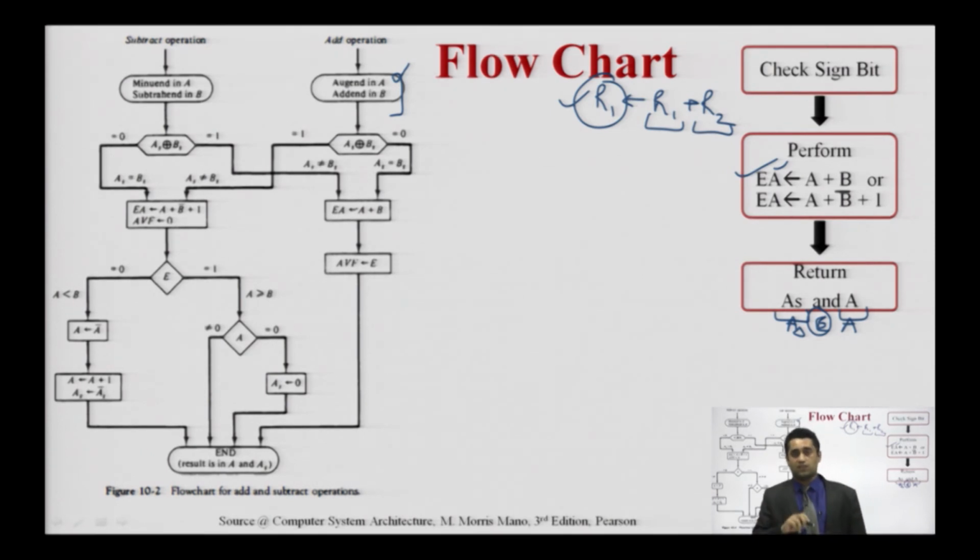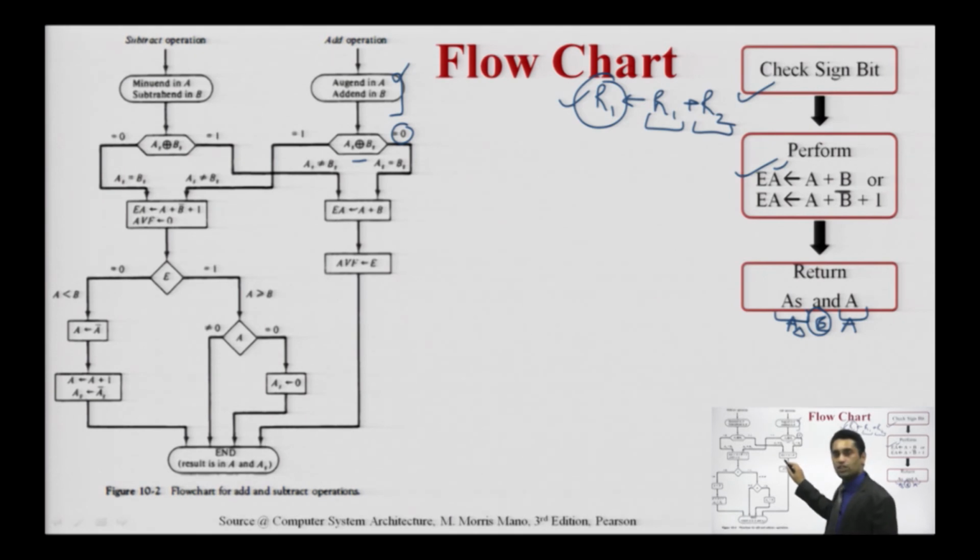So as I discussed, first we need to check the sign bit. If both the sign bits are the same, then we are going to perform the addition. If the signs are different, then subtraction. So what we are doing here is using the XOR operation. If both the signs are the same, XOR will return 0. So in this case we are performing the addition part.